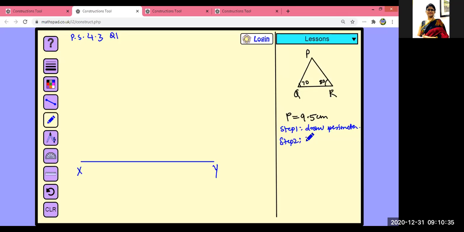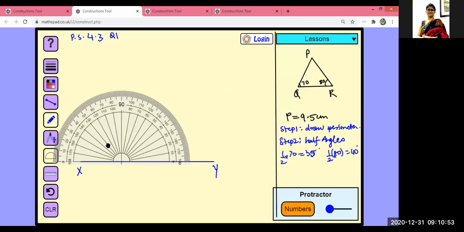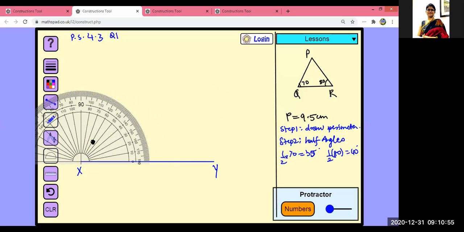Step 2, we need to draw half angles. Half of 70 degrees is 35 degrees, and half of 80 degrees is 40 degrees, right? So the second step is to draw half angles. At one end, X, we draw one angle that is 35 degrees. So mark 35 degrees over here. It's between 30 and 40, it's 35 degrees.